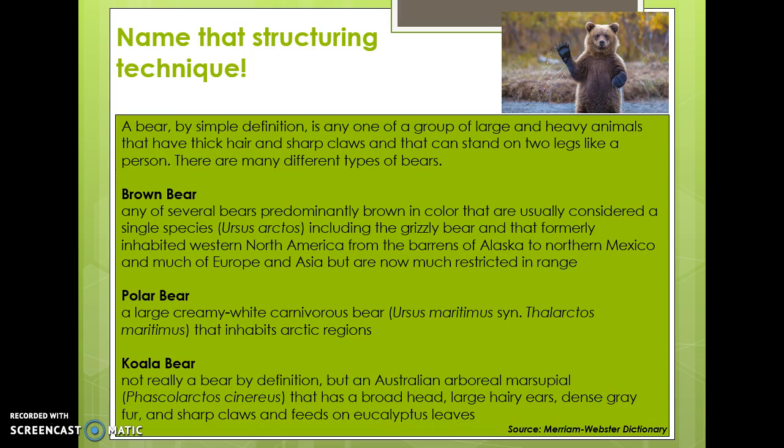bear and that formerly inhabited western North America from the barrens of Alaska to northern Mexico and much of Europe and Asia, but are now much restricted in range. The polar bear, a large creamy white carnivorous bear that inhabits Arctic regions. The koala bear, not really a bear by definition, but an Australian arboreal marsupial that has a broad head, large hairy ears, dense gray fur, and sharp claws, and feeds on eucalyptus leaves.